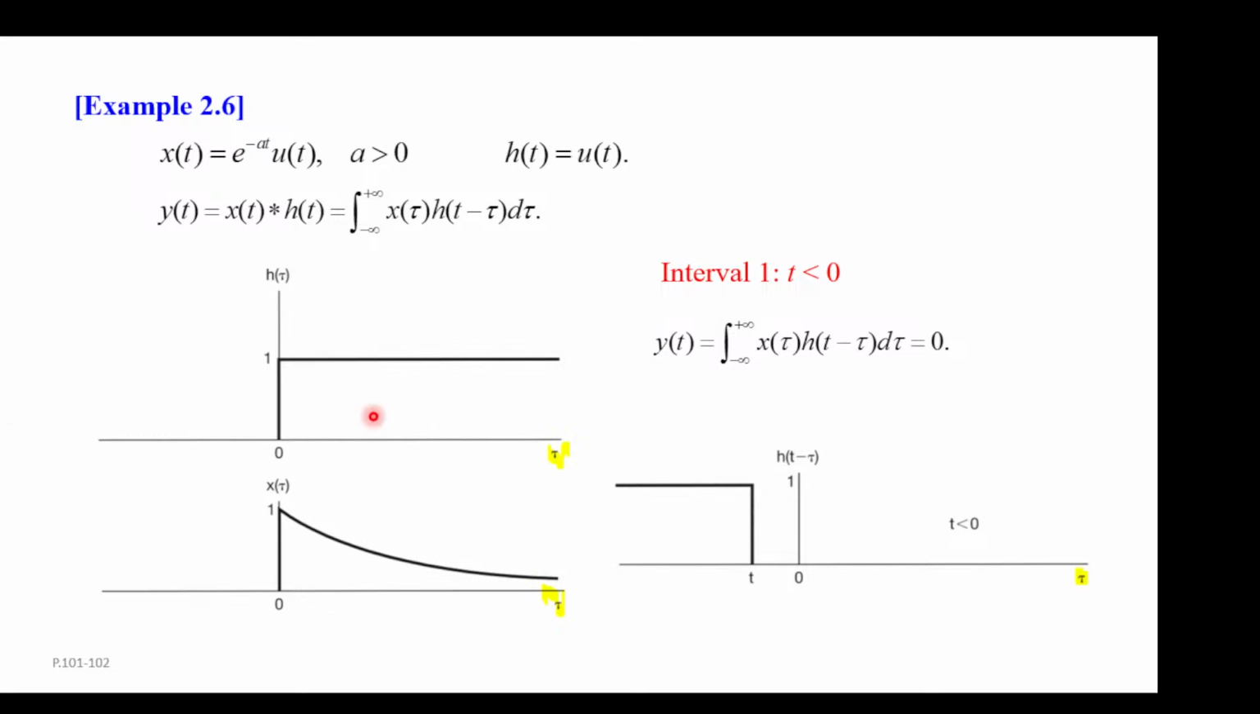First, h of t minus tau as a function of tau. Similar to the discrete case, your 0 becomes t, and the left and right get flipped. So 0 goes to t and your function looks like this. You drag t from minus infinity to plus infinity and see how it overlaps with your x of tau. For t less than 0, these two have no overlap, so your output is just 0.